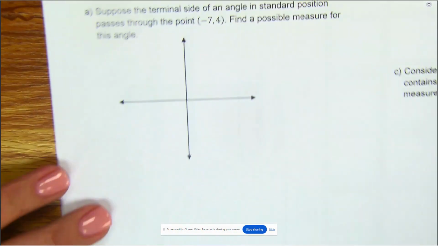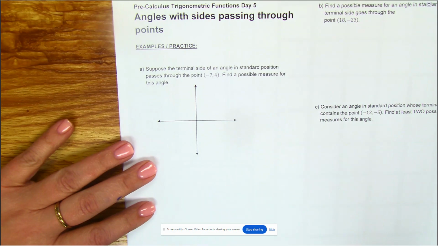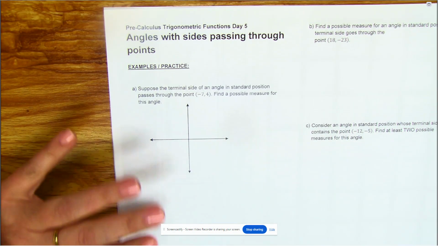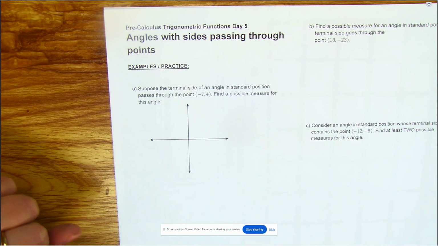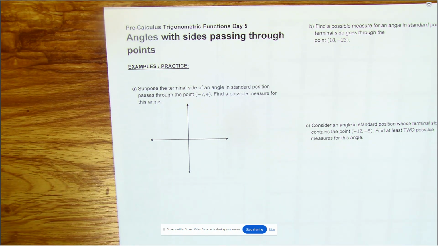I'm going to be going through the lesson today, which is about finding angles with sides that are passing through points. So yesterday we put angles in the coordinate plane, talked about coterminal angles. Today we're going to find angles when we know a specific point.